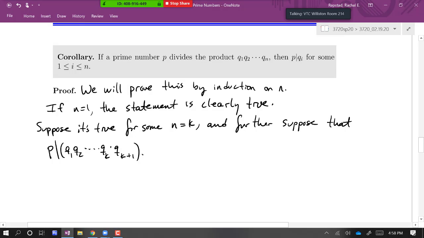What I'm going to do is group these factors in a way that's helpful to our goal. I've written it as P divides the product of these K plus 1 factors. But I'm going to group them in a helpful way. I'm going to segregate out the factors Q1 to QK, put those in a group, and then say times Q sub K plus 1.